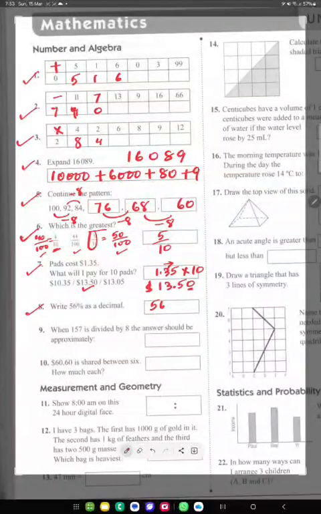56% is 56 out of 100, which is 0.56. Okay, moving on. Question 9, when 157 is divided by 9, the answer should be approximately what?